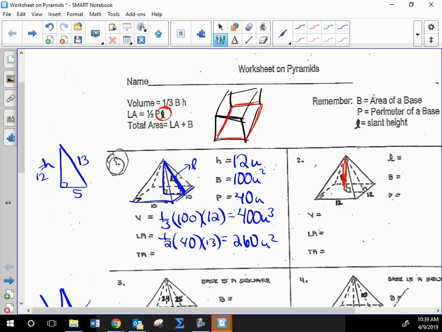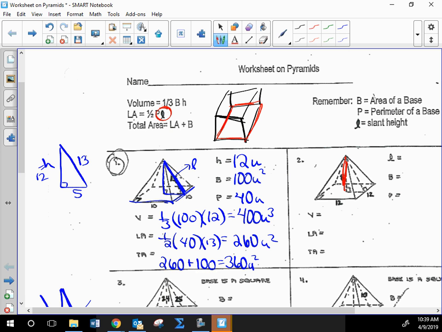All right, our total surface area is still our lateral area plus one of our bases. We don't have two bases, we just have one. So plus 100. About 360.